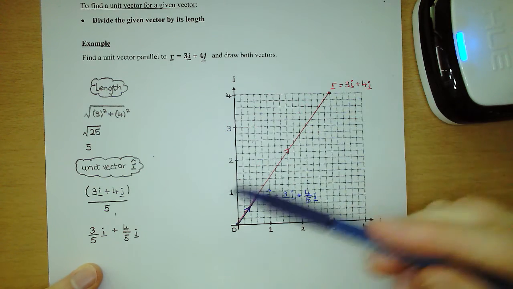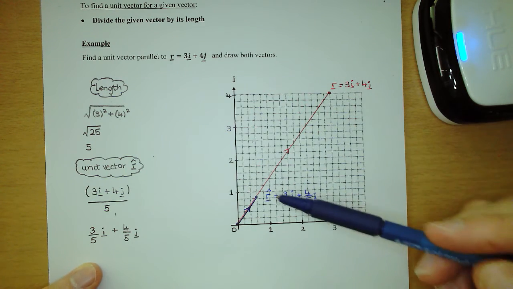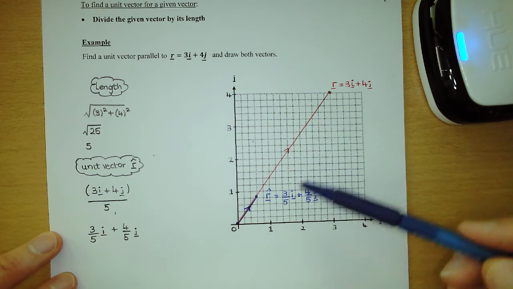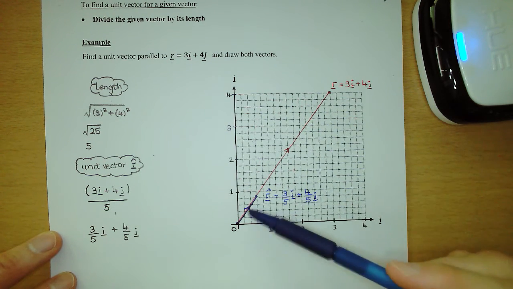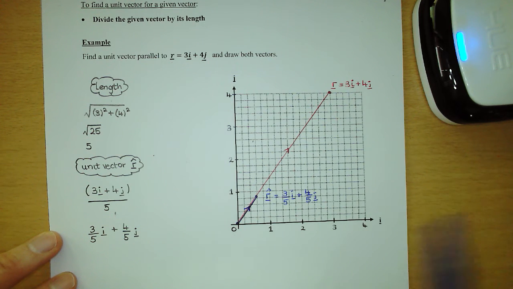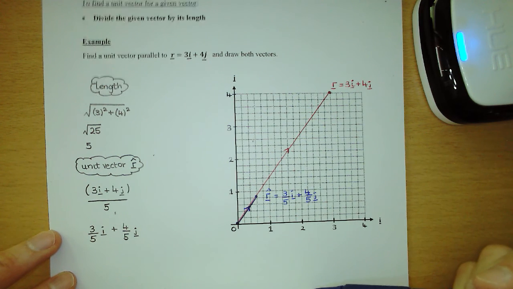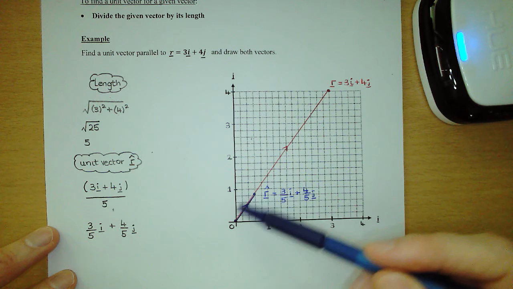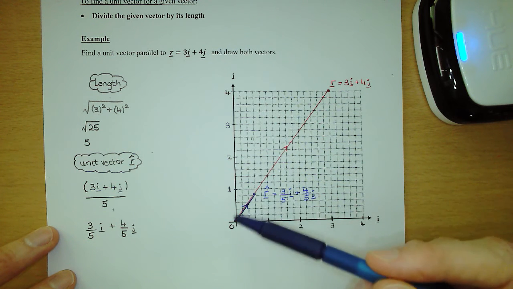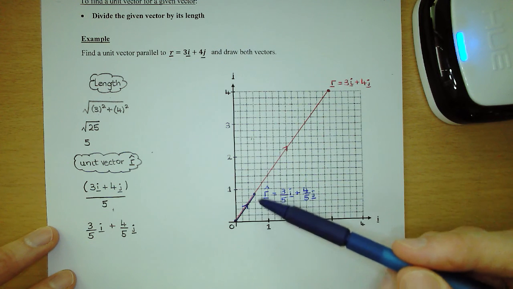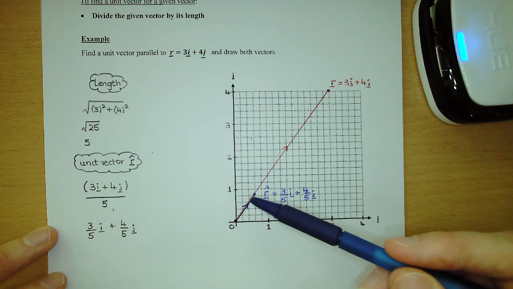Now, what do you notice about the original vector and the unit vector? Well, first of all, they're parallel. Their arrow direction is the same. They're both going in the same direction. And the other thing is that the length of the unit vector is just 1 unit. That's why it's called the unit vector.